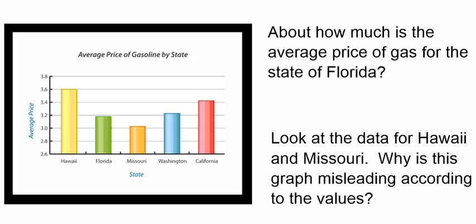Obviously, there are other types of graphs out there, such as this bar graph. As we look at this bar graph, we see it's the average price of gasoline by states. We see the states on the bottom. We see the prices on the left. And as we look at this, we can use this to just find information initially.